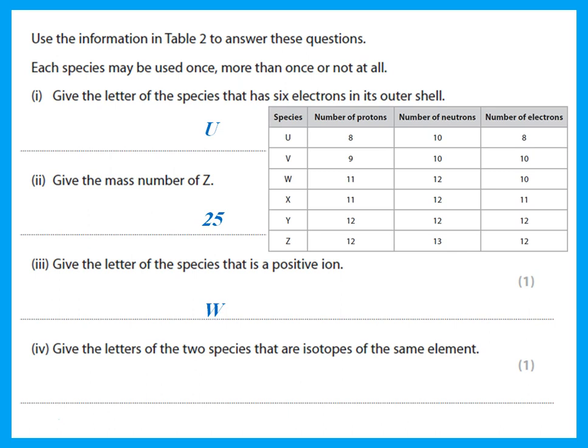Give the letters of the 2 species that are isotopes of the same element. I'm going to remind you, isotopes means they have the same number of protons but different number of neutrons. So which 2 are isotopes? That is Y and Z. Both of them have 12 protons, but one of them has 12 neutrons, the other has 13 neutrons. So these are isotopes of the same element.